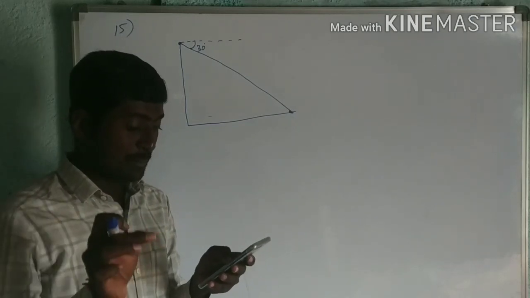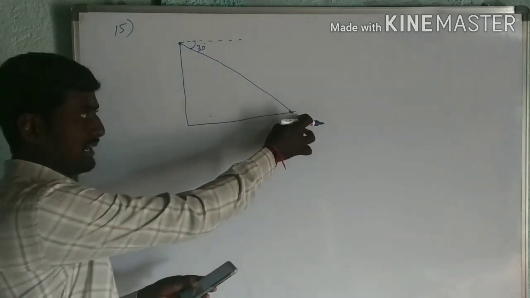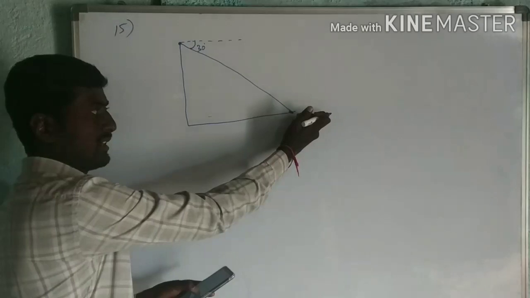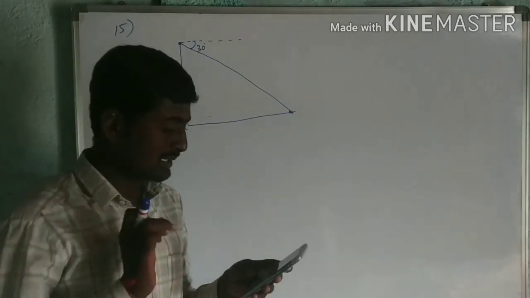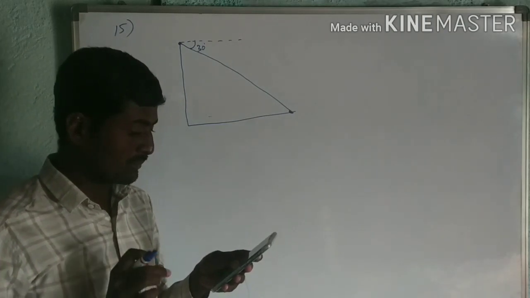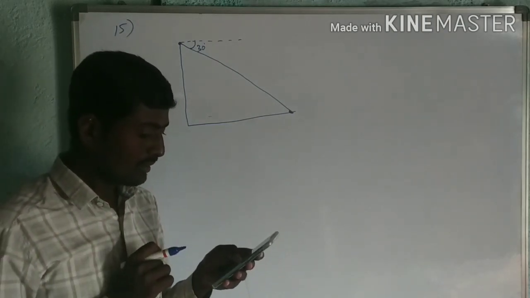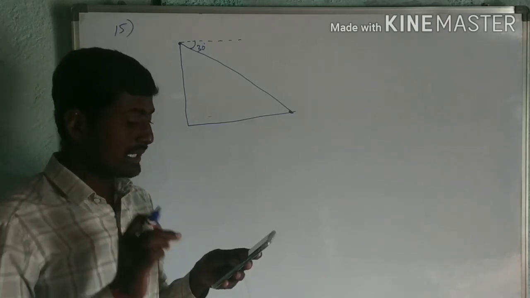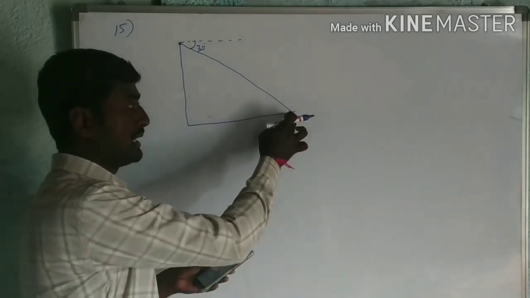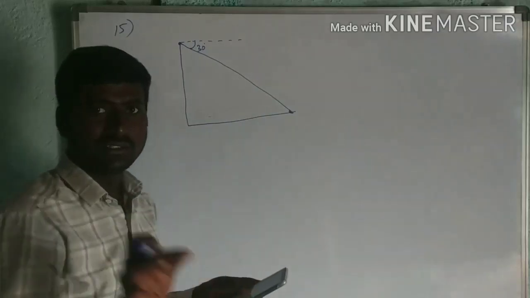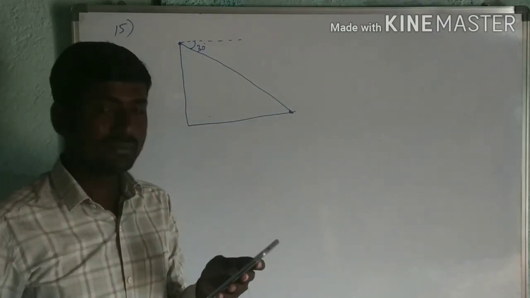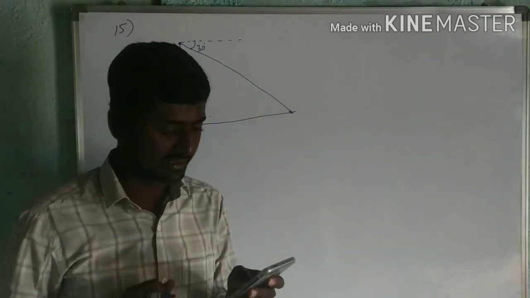Next, the car is approaching the foot of the tower. Approaching means this car is moving towards the foot of the tower, with uniform speed. The speed must be uniform, at this position or wherever it is. So it has uniform speed, meaning it is maintaining constant speed.